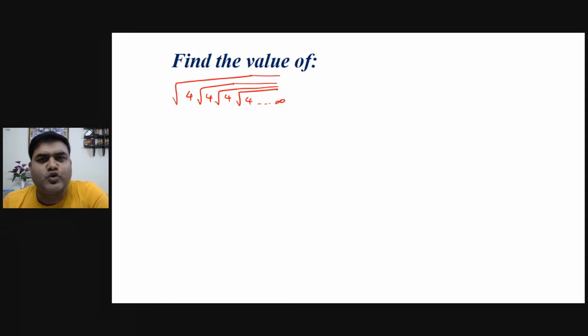Under root 4, we know what is the value. Under root 4 is 2, but what is the value of under root 4, under root 4, under root 4, and so on till infinity? Ideally, if you start doing this, all of you can do this. You will take 2 to 5 minutes of time to solve this.